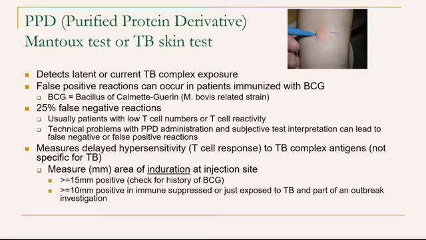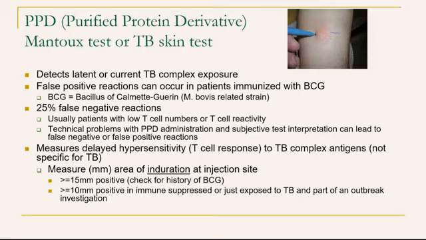Greater than 15 millimeters is thought to be a positive reaction, but you want to know if the patient has received BCG or not. Greater than 10 is positive in the immune suppressed, or if you're doing an outbreak investigation for people that might have been just exposed.